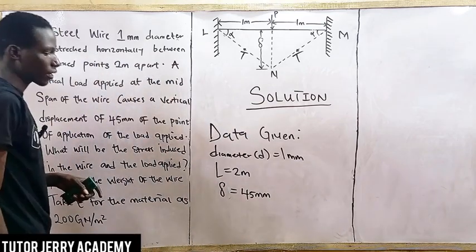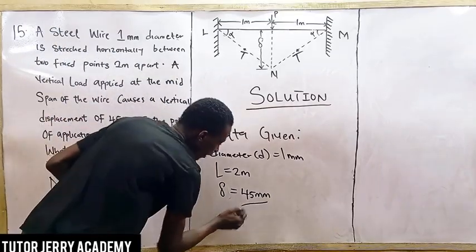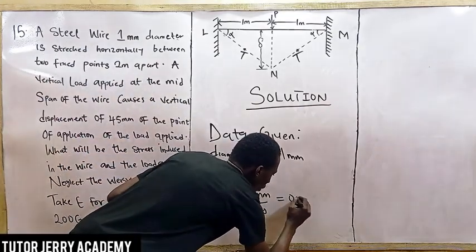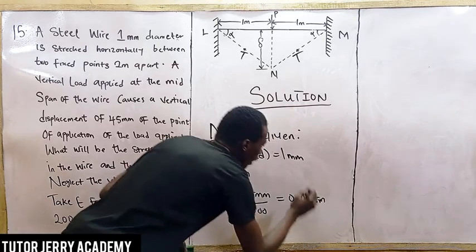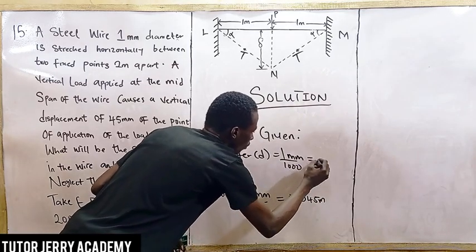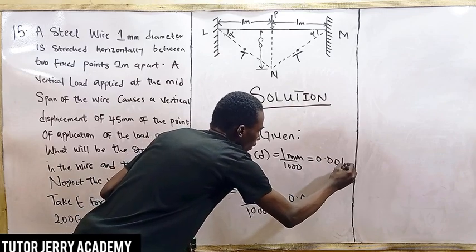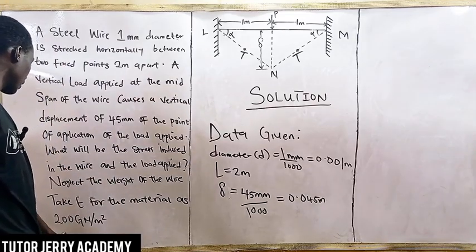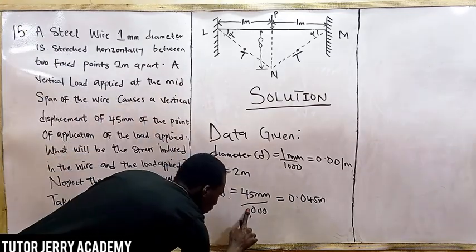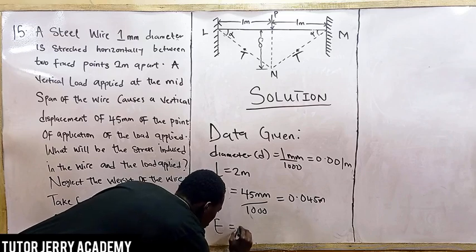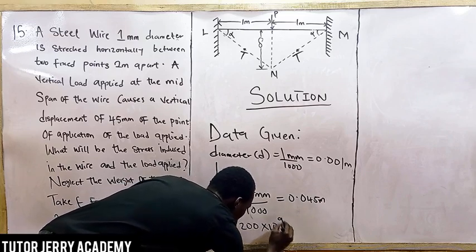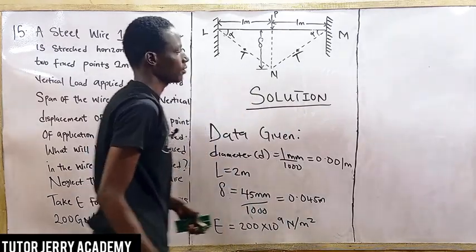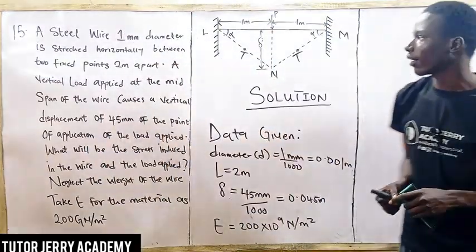Of course, we can choose to express our unit in meter. We divide both sides by 1000. We're going to be having 0.045 meter. Similarly, here, if we divide by 1000, equals to 0.001. Next, what do we have? We have our modulus of elasticity as 200. We have E equal to 200 times 10 to the power of 9 Newton per meter square. Of course, you know that giga is nothing but 10 to the power of 9.